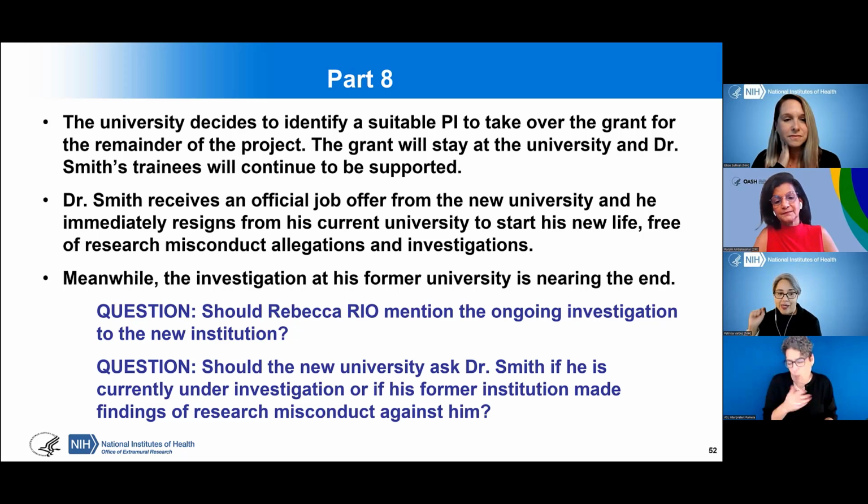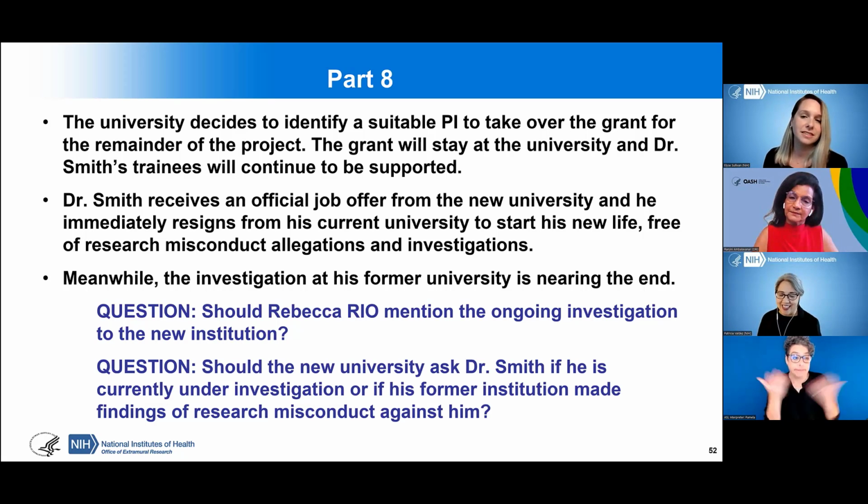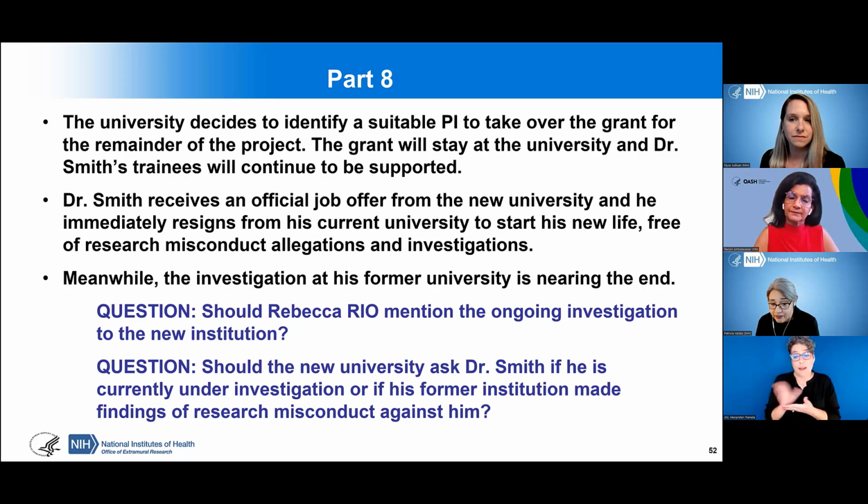Okay, so I think it would be nice if the first institution could notify the second institution, but clearly I understand the logistical problems, the legal problems that could arise. Okay, so the second part of the question is, should the new university, University 2, ask Dr. Smith if he is currently under investigation or if his former institution made findings of research misconduct against him? Does anybody want to say more about this piece?